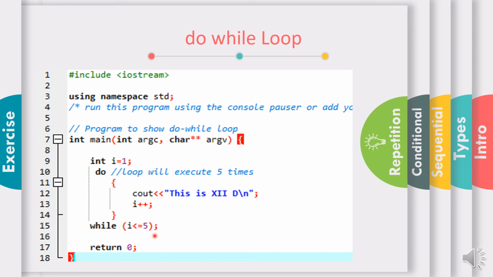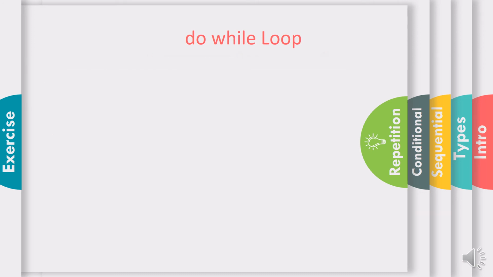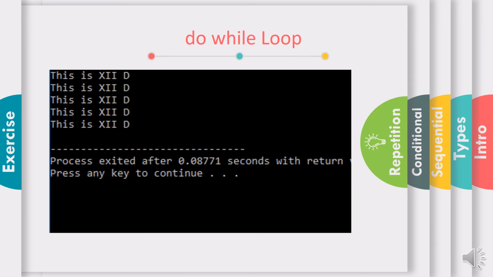So the condition will be checked and this loop will be executed as long as i is less than or equal to 5, and we have put the semicolon over here. Now this loop will be executed. Now what will be the output of this program? Again you can see the message, "This is second year D", is printed 5 times on the screen.